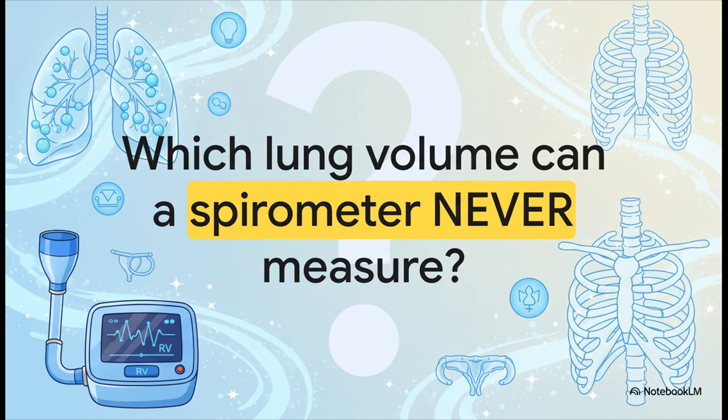To wrap up our explainer today, I want to leave you with a provocative thought based on everything we've just uncovered. We know a spirometer measures the air moving in and out, right? But which lung volume can a spirometer never measure? Think about it. The answer is the residual volume, or RV.